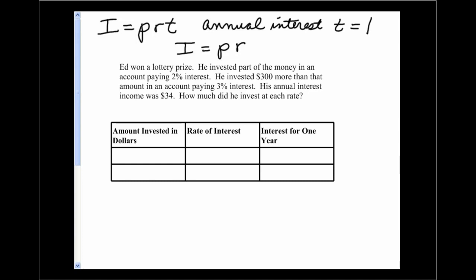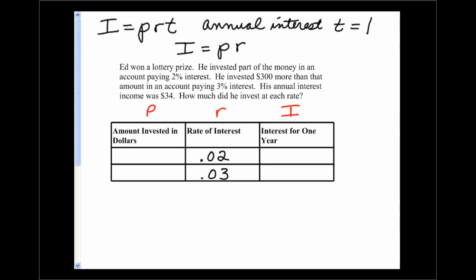So on our table, the amount invested is P. We have our interest rate, R, and the interest for the year. So right off the bat, we can fill in our table with the interest rates. We had 2%, and writing that 2% as a decimal is 0.02 or 2/100ths. 3% is 0.03 or 3/100ths.